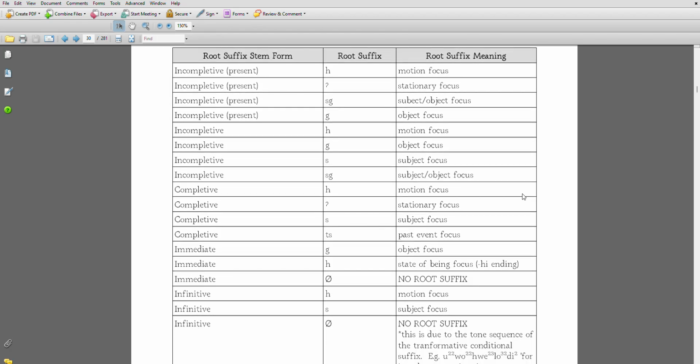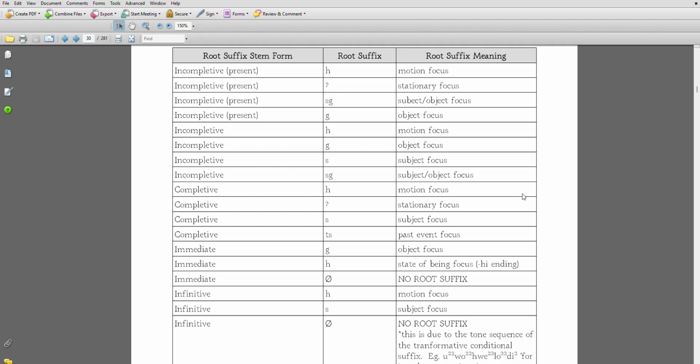On the completive stem, you will find H, glottal, S, and TS. H again is motion focus, glottal is stationary focus, S is subject focus, and the TS is a past event focus. On the immediate stem, you'll find G, H, or nothing at all.